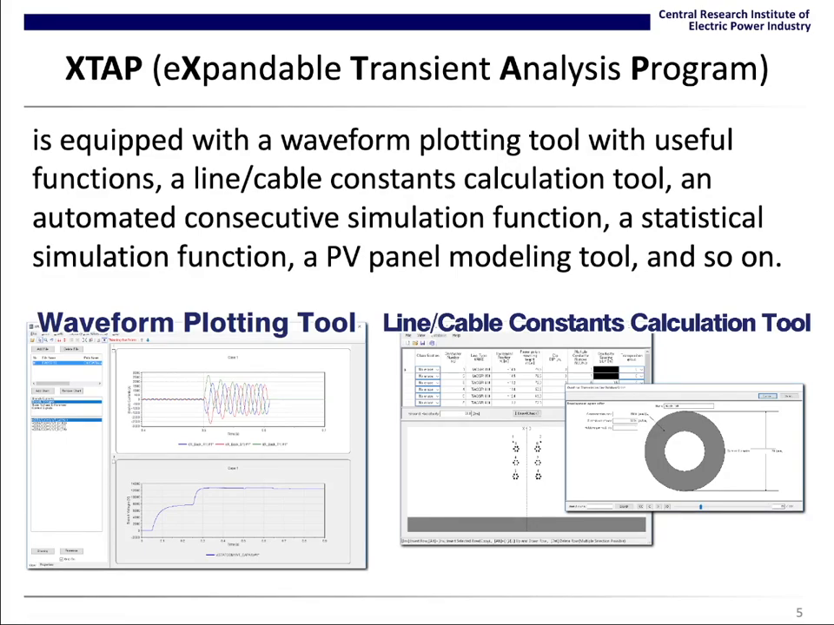XTAP has an automated consecutive simulation function which allows you to perform the same simulation with different parameter values automatically. It also has a statistical simulation function for simulations with statistical phenomena, such as statistical treatment of turn-on timings of circuit breakers in overvoltage simulations. It may be noted that the PV panel model has a tool to determine its power versus voltage and current versus voltage curves from spec sheet data.